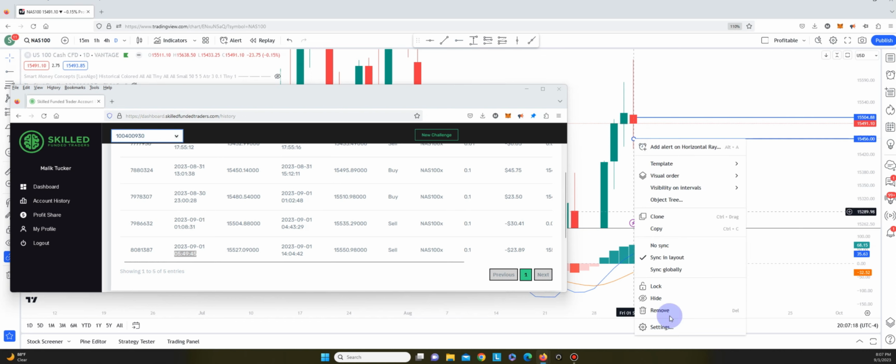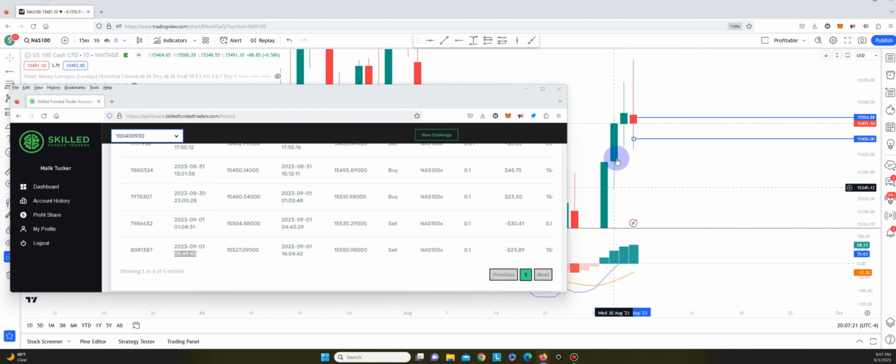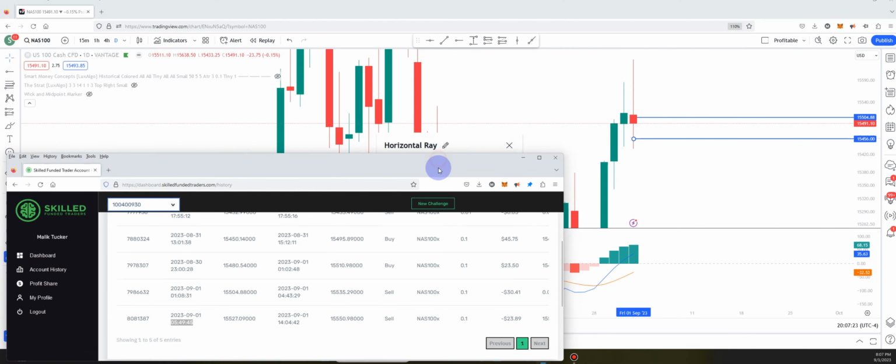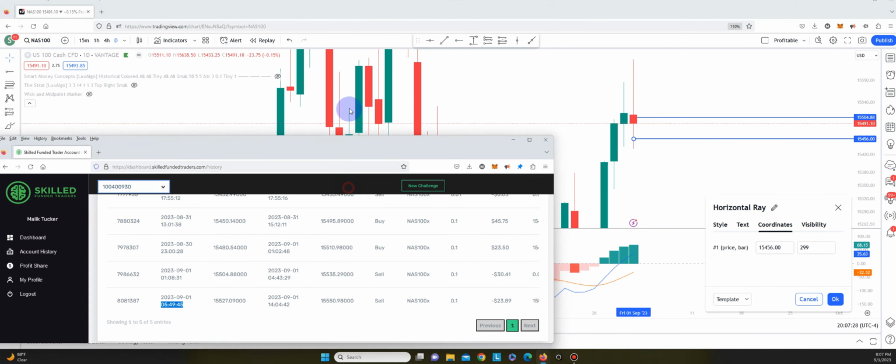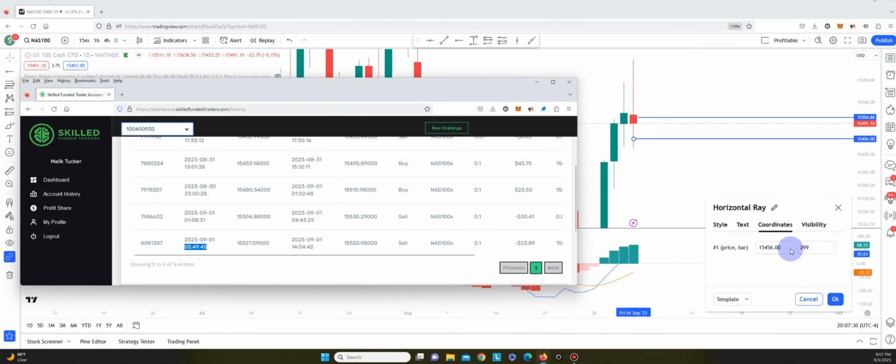As you know, it's the same candle I got stopped out on, and that was at 1.5535, for a loss of 30.41.